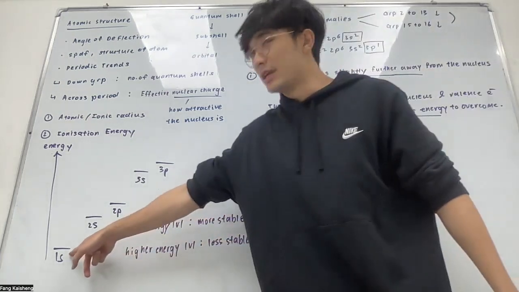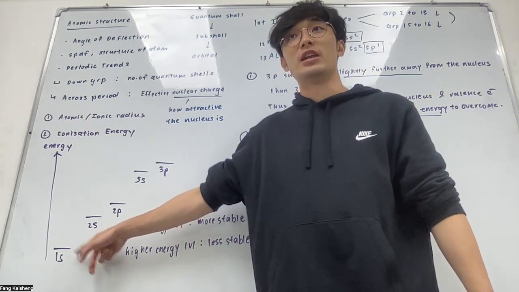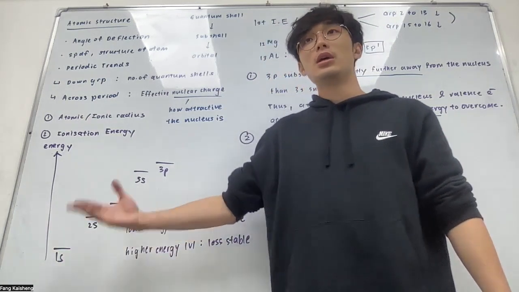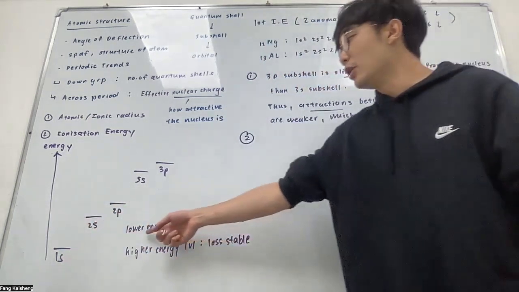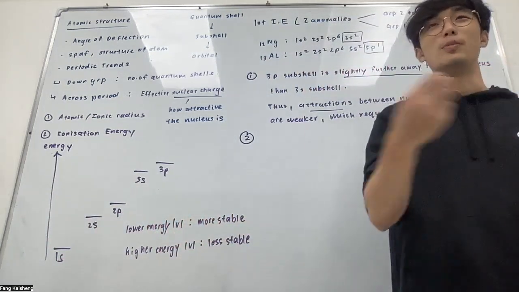You look at the electron in 1s, super close to the nucleus. Is it easy to remove an electron that's very close to the nucleus? No. Why? Because it has a very low energy level. It's very stable. Something that's very stable, do you think it wants to move?